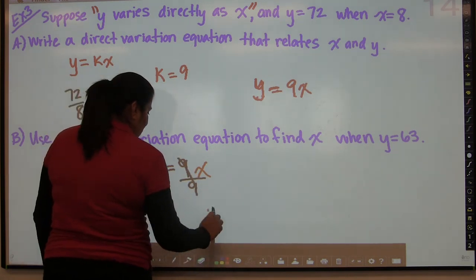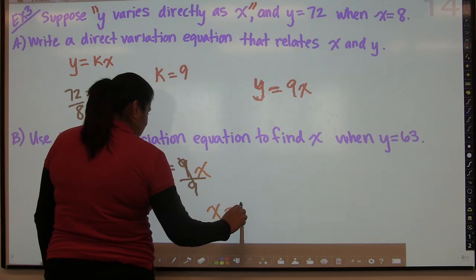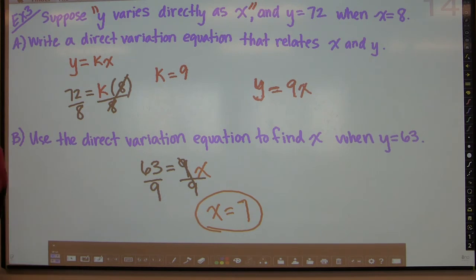And then we're going to get that x is equal to 4. Sorry, not 4, 7. I'm not exactly sure why I said 4. But there we go. We know that 63 divided by 9 is 7. So there you go. And that's how you do that.